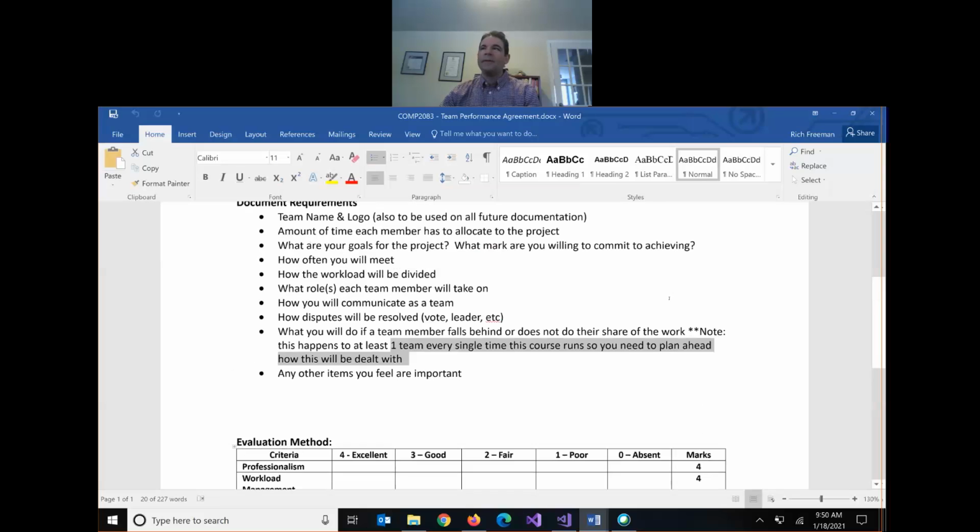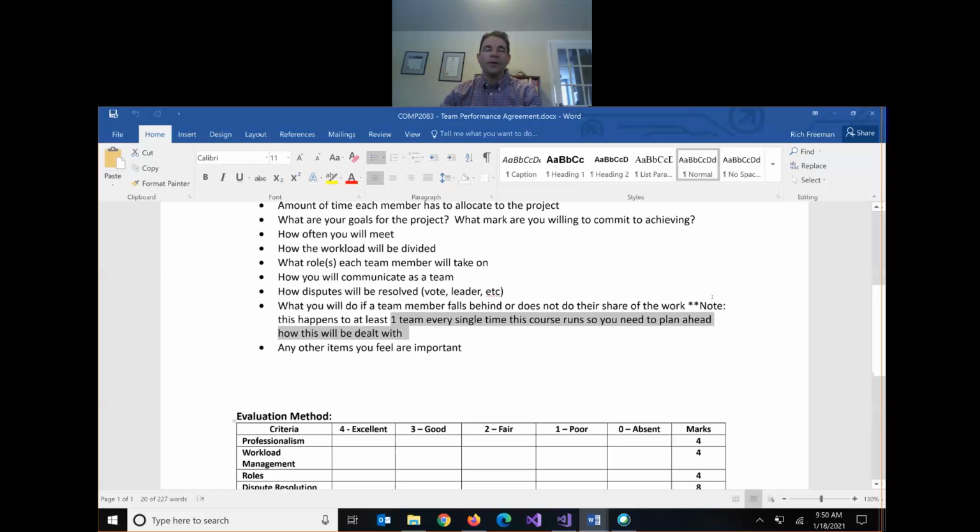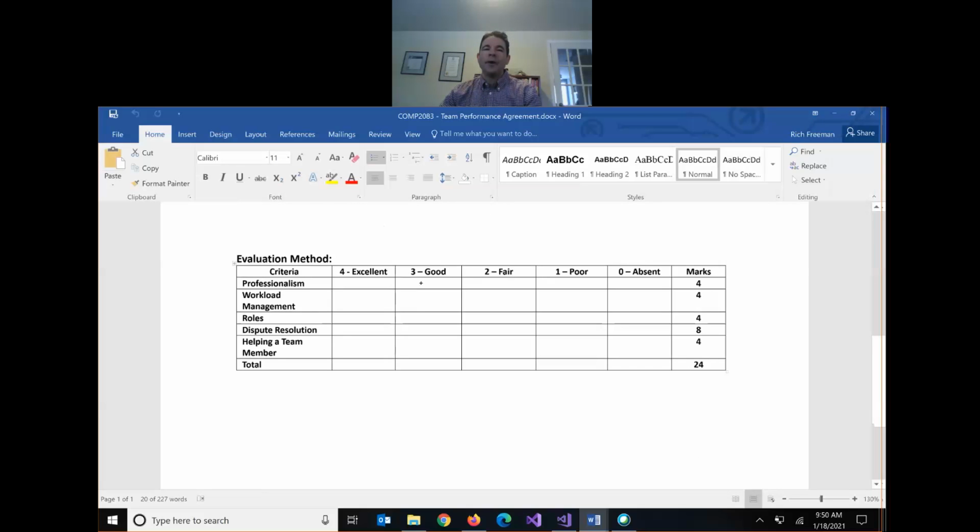So, if your team has no challenges at all through the project, that's great. But most teams do. Even if everyone likes each other and gets along, there are still going to be things you don't necessarily agree on about how you're going to proceed. So your team agreement lays out that framework for what you are going to do when you encounter those situations. Okay, so here's the mark. And this mark is just shared evenly. I don't need member contributions for this part of it.